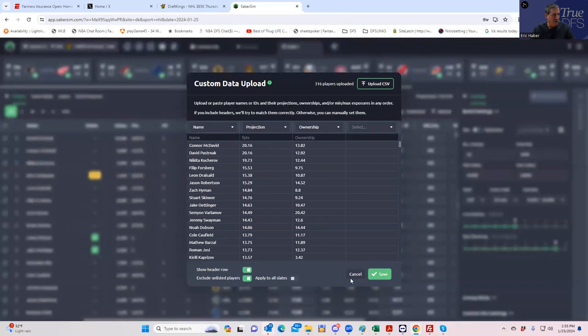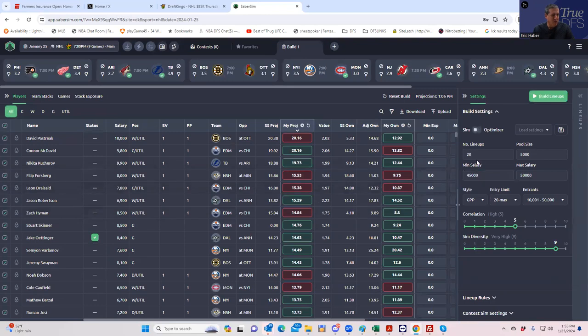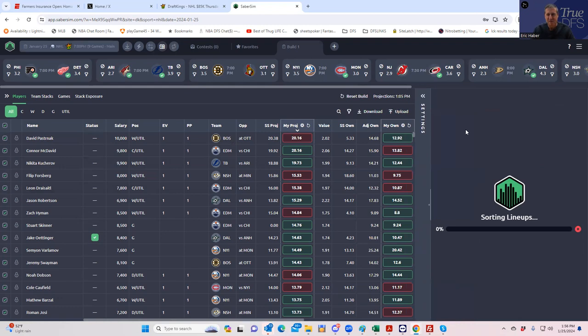All right, we click on exclude unlisted players, and I don't know what this is still, and we're going to build lineups. So we're going to build 50 lineups, and because it's a big slate, now we'll keep it at 20 max. I don't think it's, we can make it 150. See, it doesn't really change that much, right? So it doesn't really matter. So let's go ahead and build 50, see what we get.